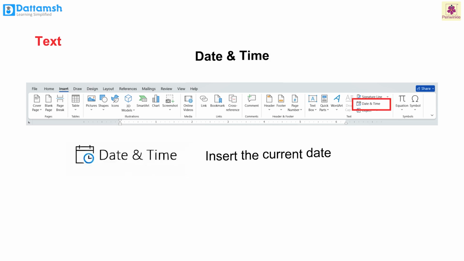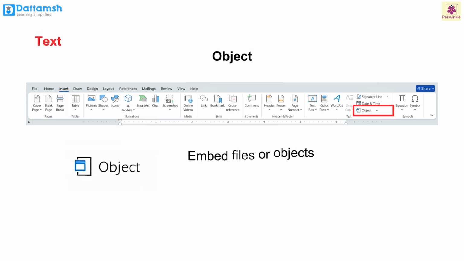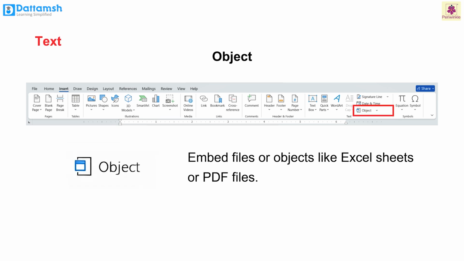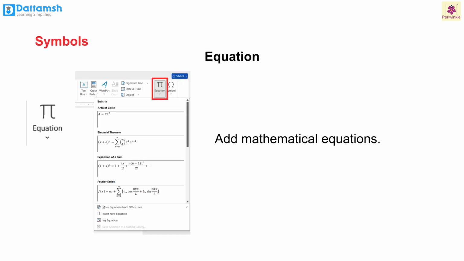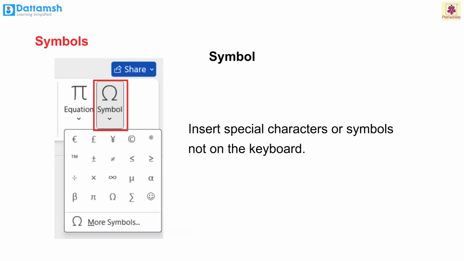Date and time. Insert the current date and time. Object. Embed files or objects like Excel sheets or PDF files. Symbols. Equation. Add mathematical equations. Symbol. Insert special characters or symbols not on the keyboard.